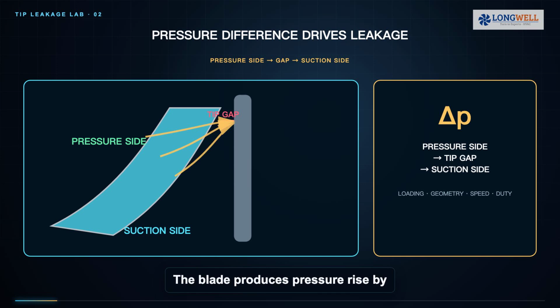The blade produces pressure rise by maintaining a pressure difference between its pressure side and suction side. Near the casing, a clearance interrupts that separation. Air is driven through the gap by the local pressure difference, so the leakage depends on blade loading, tip geometry, casing shape, speed, operating point, density, and the reference boundary, not on clearance alone.